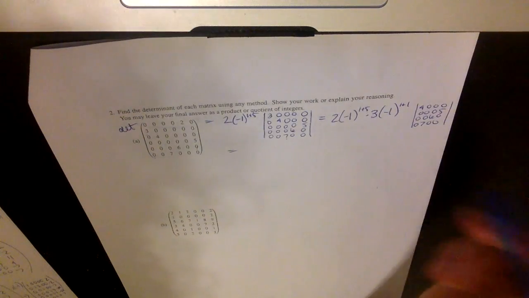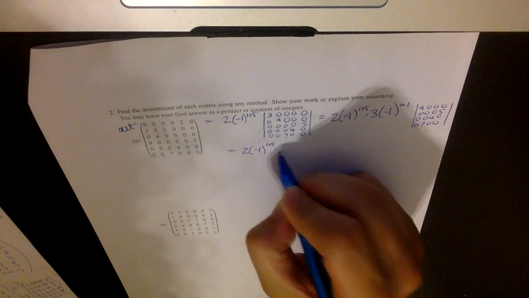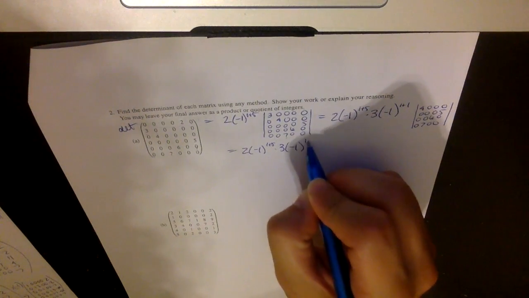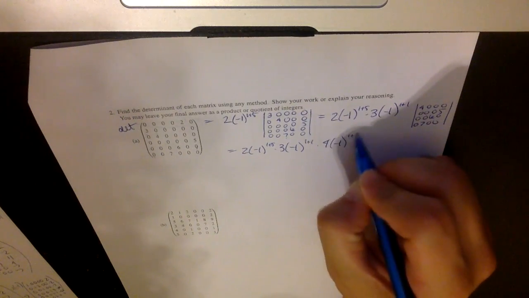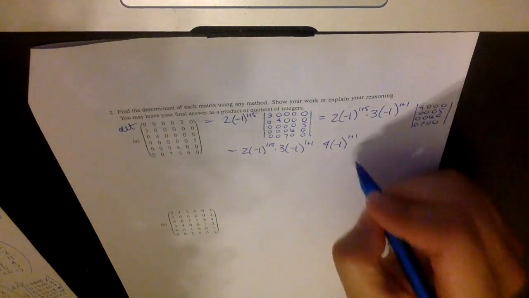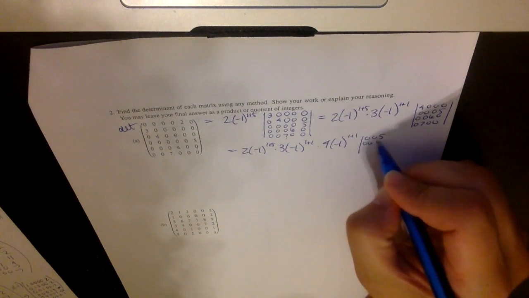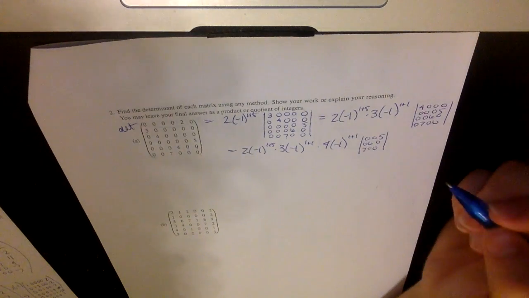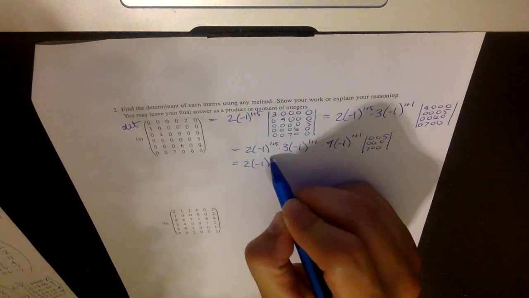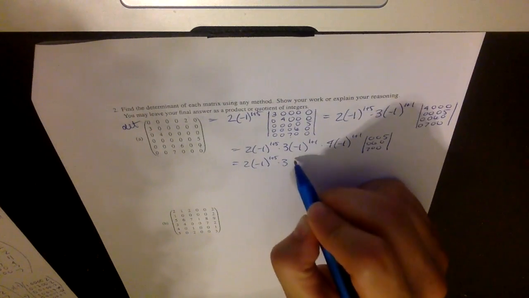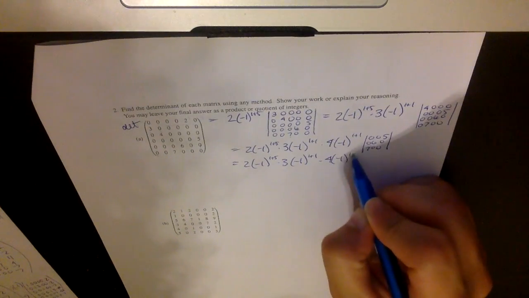We'll expand around the first row. So we get 2 times (-1)^(1+5) times 3 times (-1)^(1+1) times 4 times (-1)^(1+1) times the determinant of this smaller matrix, 0, 0, 5, 0, 6, 0, 7, 0, 0. Okay, we're almost done. Now we get 2 times (-1)^(1+5) times 3 times (-1)^(1+1) times 4 times (-1)^(1+1).